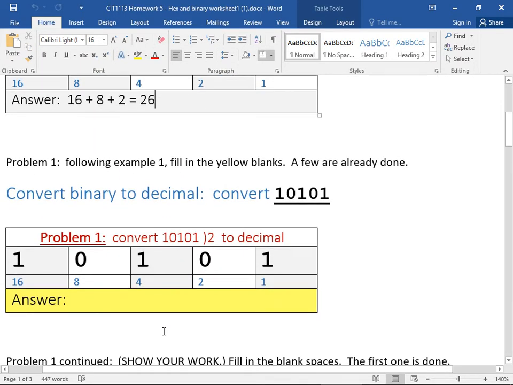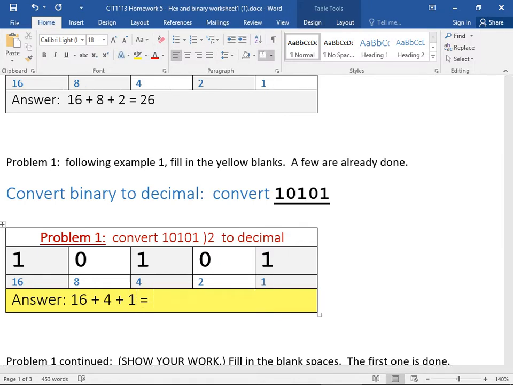So here's one for us to do. 10101. What's our first number that we're adding if we're going left to right? 16. Yeah, we have a 16. Do we have any 8's? No. Everybody see why we don't have any 8's? I absolutely want to make sure you see that. Zero. Right, because of the 0. So we don't have any 8's. How many 4's do we have? 1. So that's a 4. How many 2's? Zip. And how many 1's?